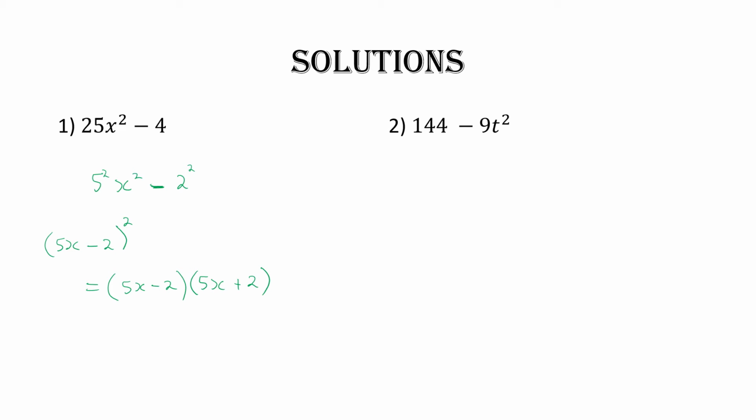Here, let's fix this to make it look like the difference of 2 squares. So 144, I know that will be 12 squared, because 12 times 12 is 144. 9 is an easy one, that's 3 squared, and the t is already squared. So now we have the difference of squares. So that will be the same as, if I may jump straight to the answer, 12 minus 3t into 12 plus 3t. And that is it.